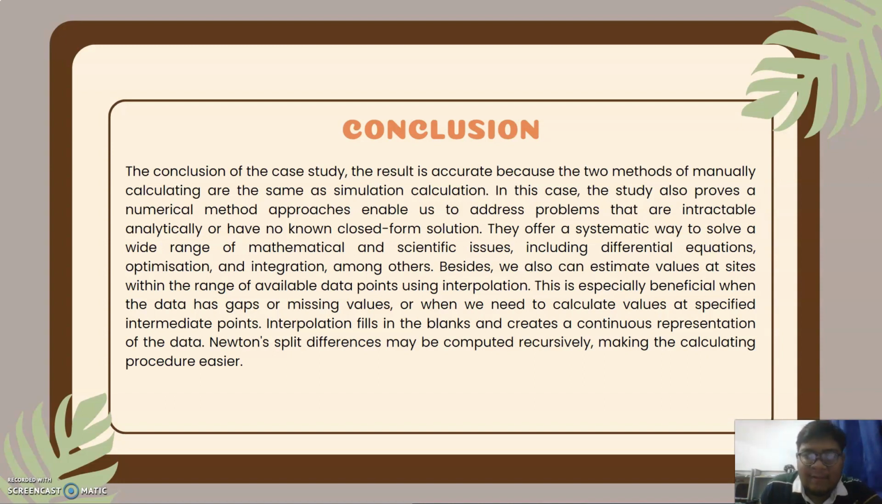This is especially beneficial when the data has gaps or missing values, or when we need to calculate a specific intermediate point. Interpolation fills in the blanks and creates a continuous representation of data, making the calculation procedure easier.